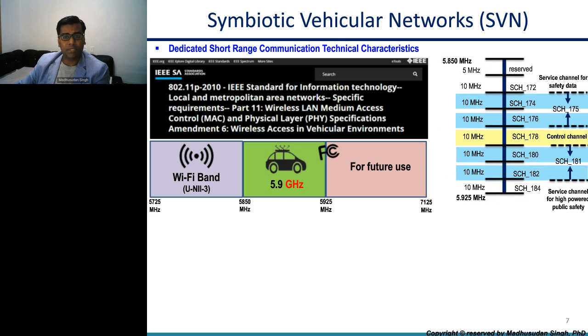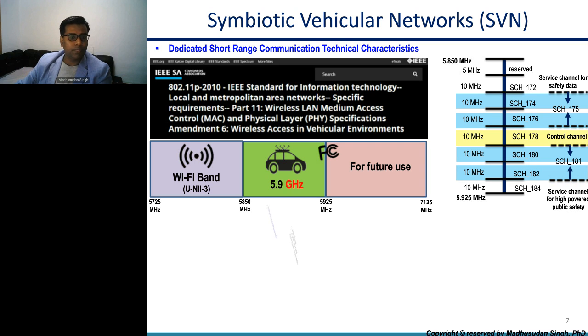As we can see, the channels start from service channel 172, between 172 and 184. So it belongs between 5.85 GHz and 5.925 GHz, where 5.7 to 5.85 is the Wi-Fi band. Then 5.8 to 5.9 GHz gives more connectivity from the Wi-Fi and cellular network communications. They are also reserving channels from 5.9 to 7.1 for future use, for when self-driving cars and autonomous vehicles arrive, and these features will be discussed.